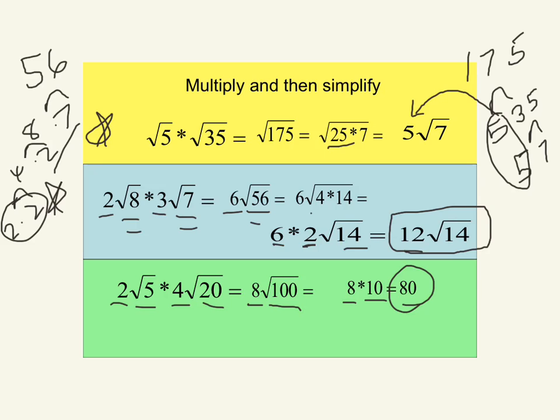We'll do some more things with it than just this tomorrow in class, but this is the basic method of multiplying radicals.